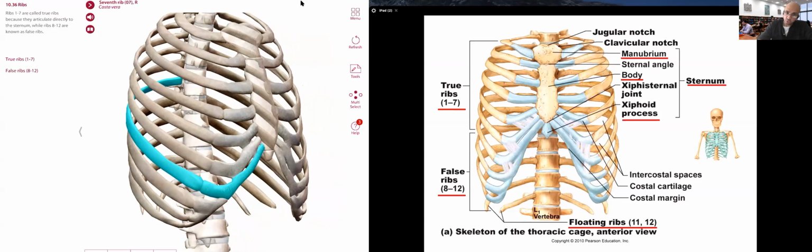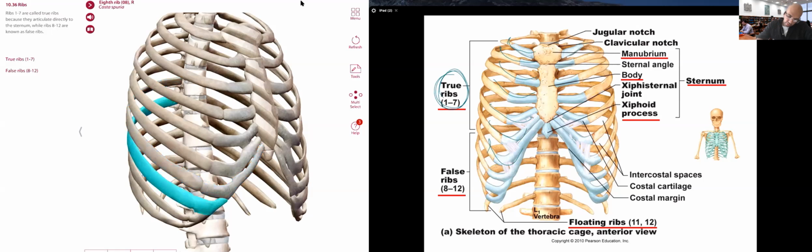All right, so we're looking here at ribs 1, 2, 3, 4, 5, 6, 7. Those are attached directly to the sternum. That's why we call them true ribs. Each one has its own direct connection to the sternum. We call them true ribs.